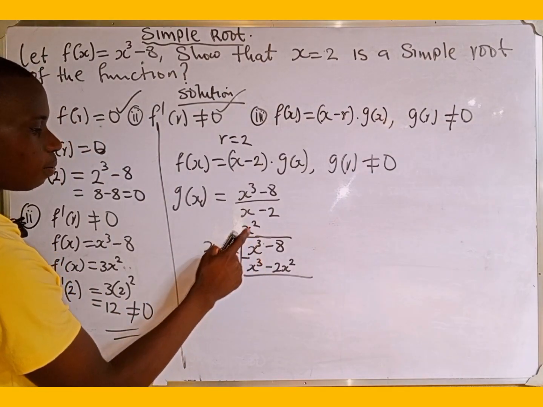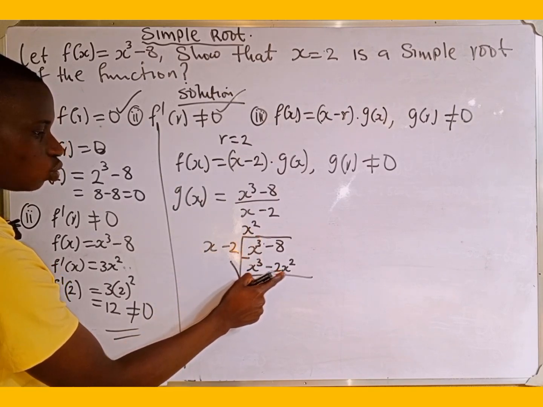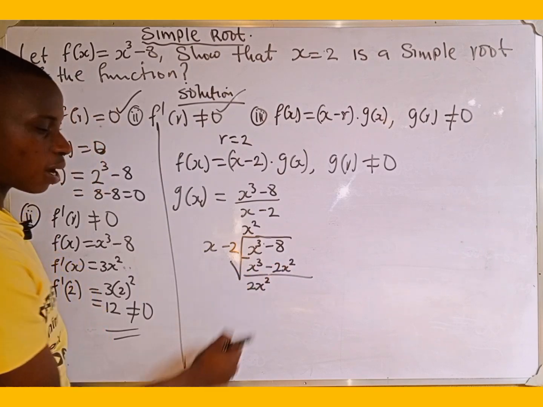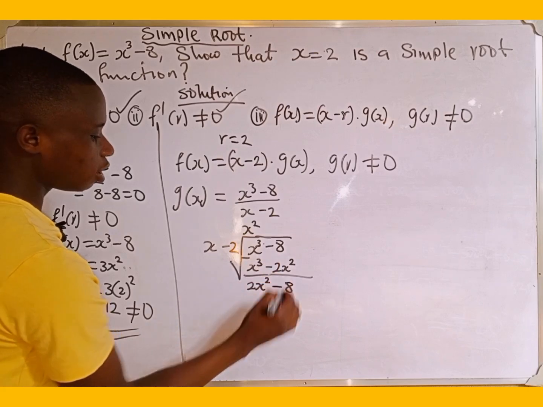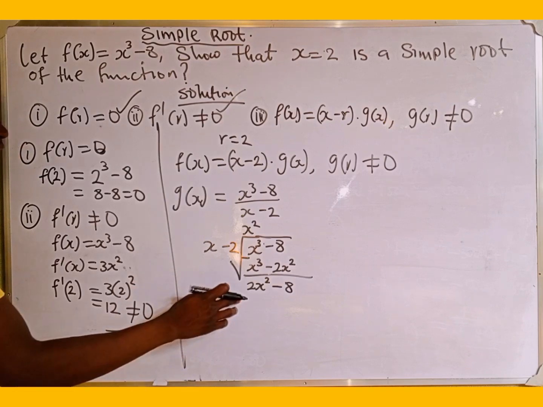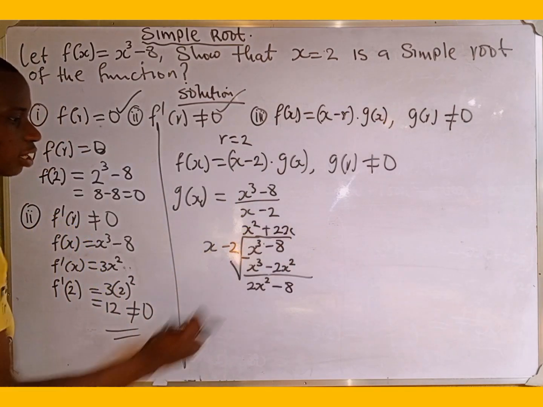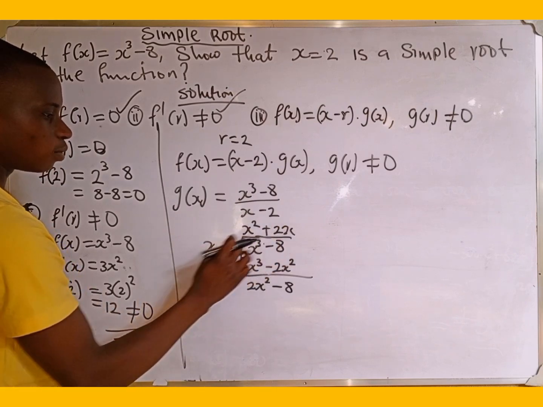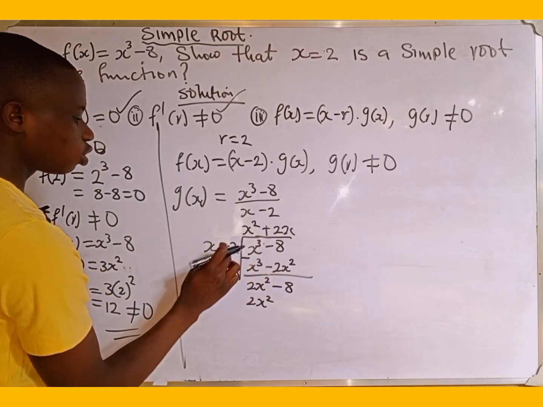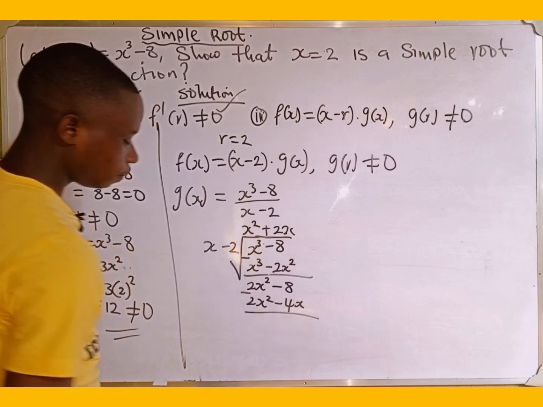Minus x cubed plus x cubed is going to be 0. Then minus minus is plus 2x squared. We are going to have 2x squared, then minus the remaining one, which is 8. Also use the first term to divide by x. 2x squared divided by x gives us positive 2x. Then use 2x to multiply each term. 2x multiplied by x gives us 2x squared. Then 2x multiplied by minus 2 gives us minus 4x. Then you subtract.